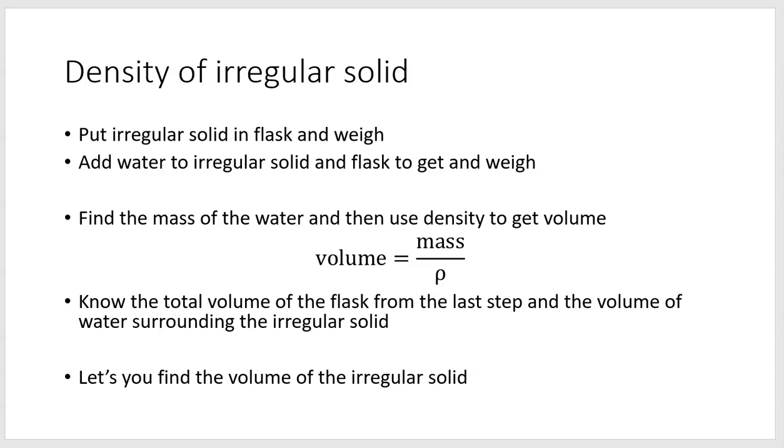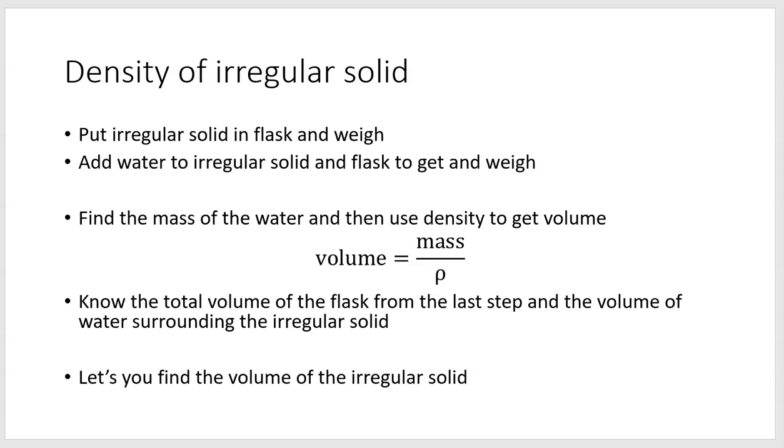And this is just water surrounding the irregular solid. It's not water that completely fills the flask, because some of the space inside the flask is taken up by the irregular solid. And therefore we can find the mass of the water and use the density from the value that we used to calibrate the flask. We're going to assume the water is the same temperature. We can calculate the volume of that water.